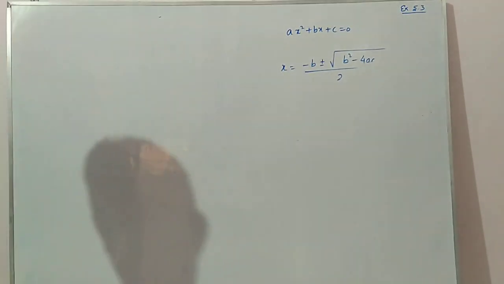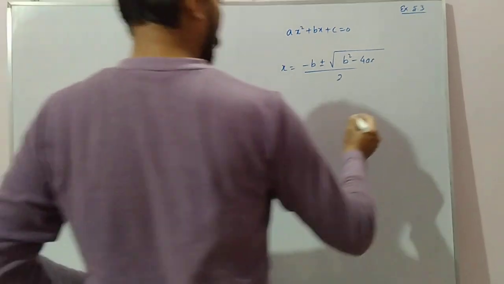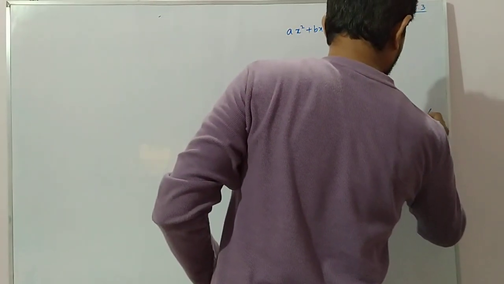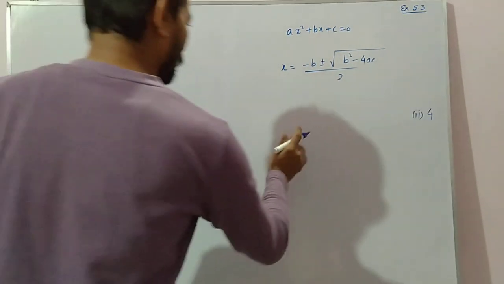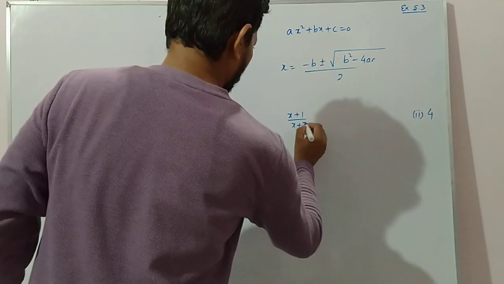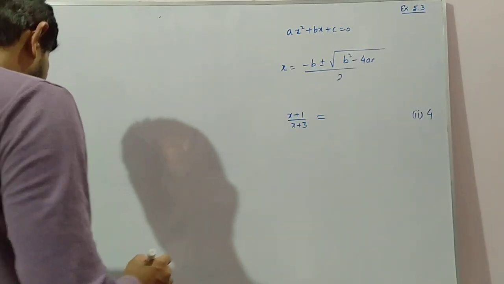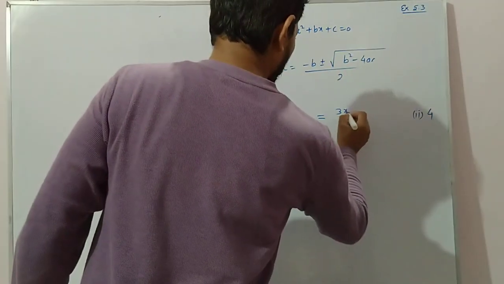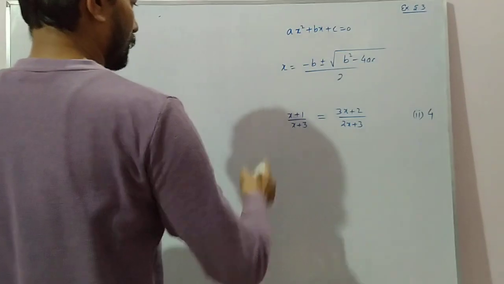Next we will come to question number 4, number 2. It is given that (x plus 1) by (x plus 3) is equal to (3x plus 2) by (2x plus 3). So we will cross multiply.